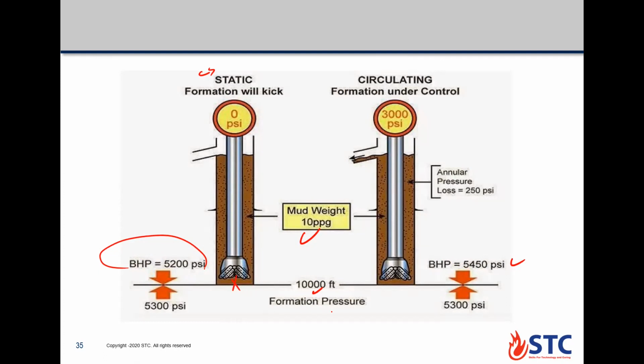So bottom hole pressure will be 5,450. If formation pressure is 5,300, and here the same thing, 5,300, we're going to find that while we are in static, we are in underbalance, so formation fluid will enter the well. But once the pump is running, we have additional overbalance of about 150, so no formation fluids will enter the well. So here the formation will kick, and here the formation is under control.